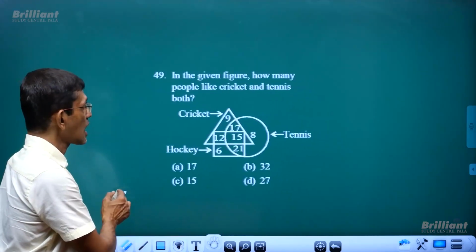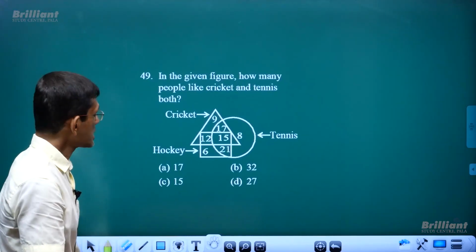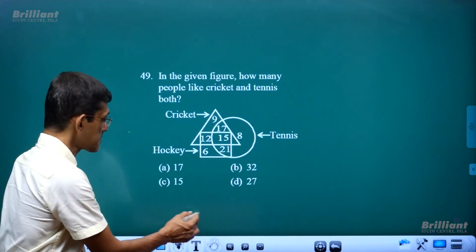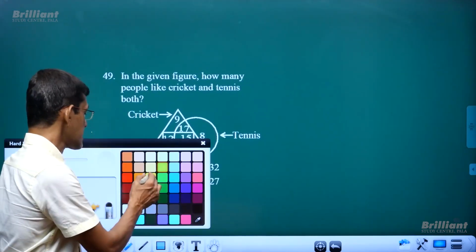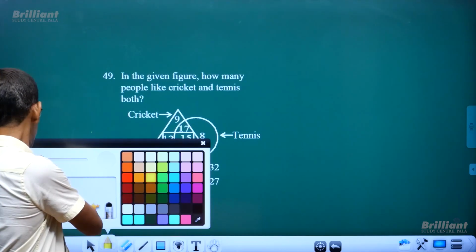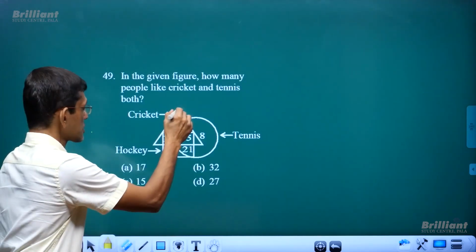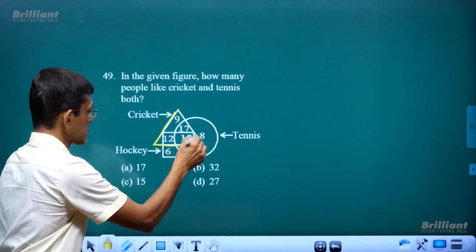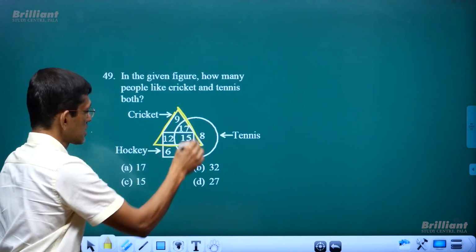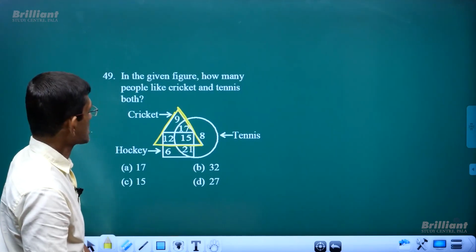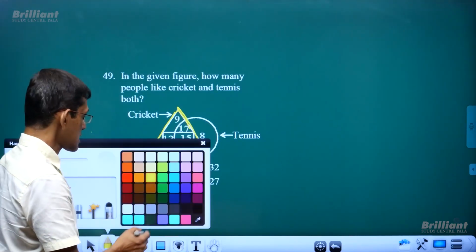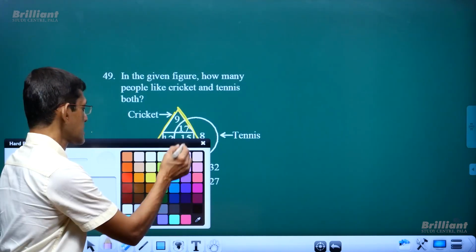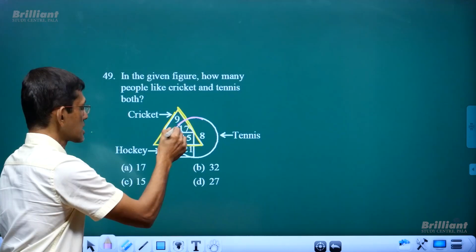Number 49. In the given figure, how many people like cricket and tennis both? Let's look at the cricket part. So where is cricket? This triangle is the cricket triangle. So this is the cricket part. And tennis, that's a circle. So we'll have a different color for tennis. This color. So this is tennis.